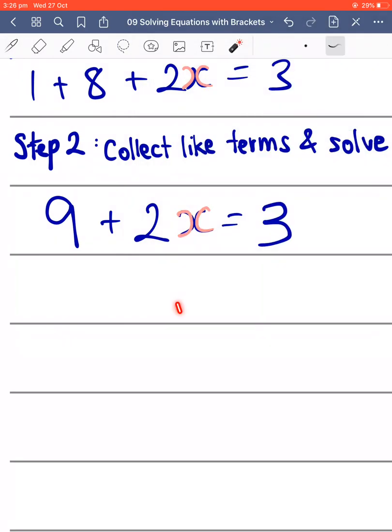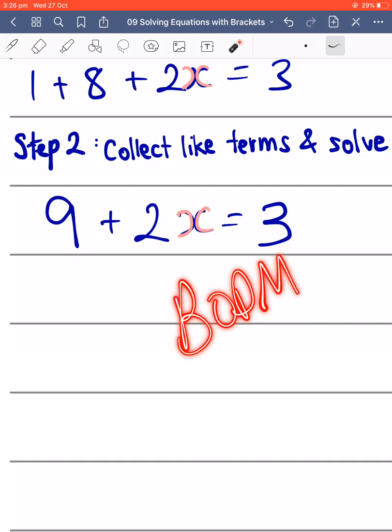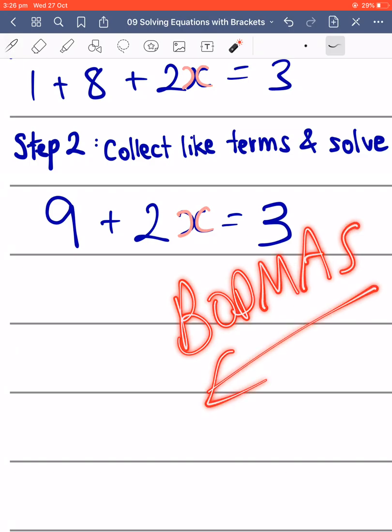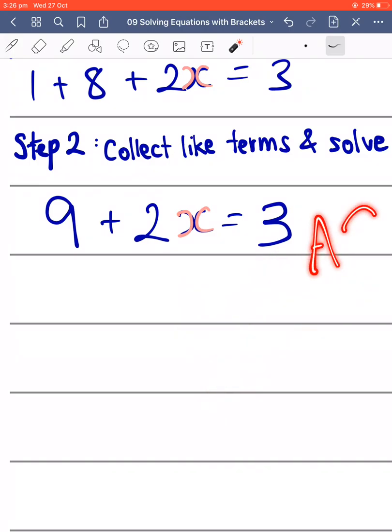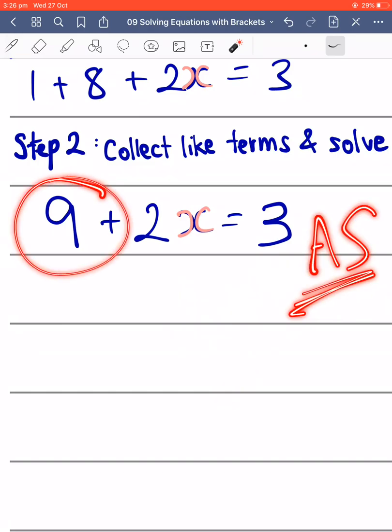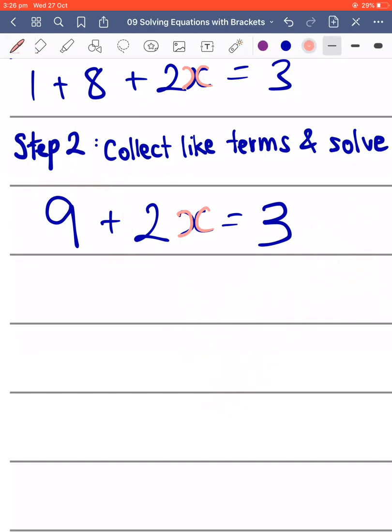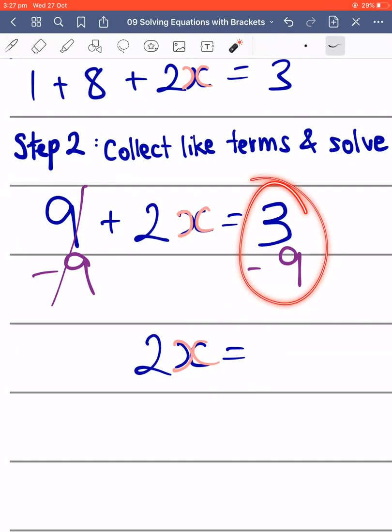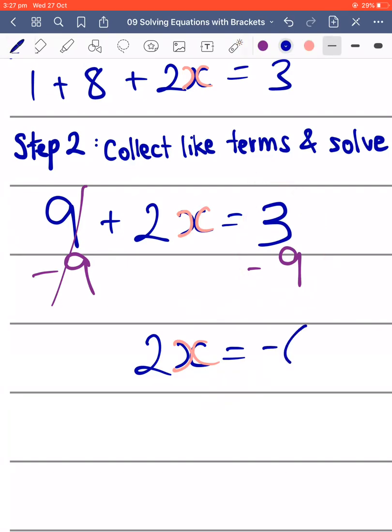So we're going to use our BODMAS to solve it, and we're going to go back the other way. So we're going to start with any addition or subtraction first. I've got an addition here, so I'm going to do the reverse of my addition. So I am going to subtract 9 on both sides. So those two will cancel out. So I end up with my 2x equaling, so 3 minus 9 gives me minus 6.